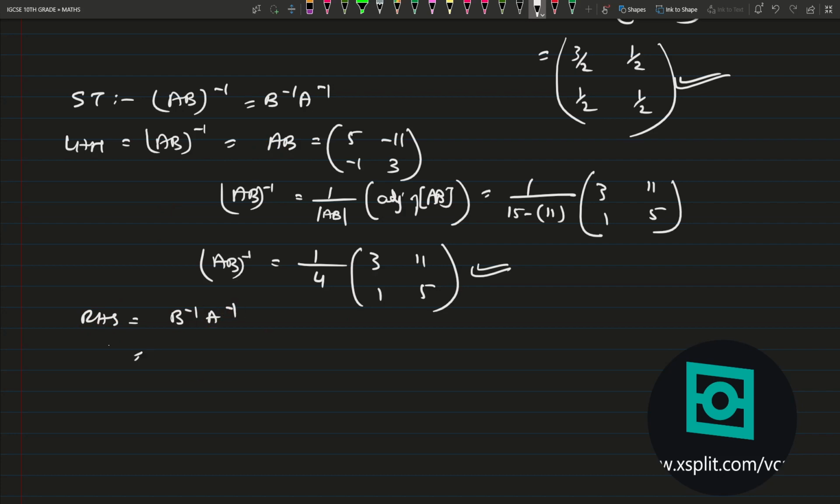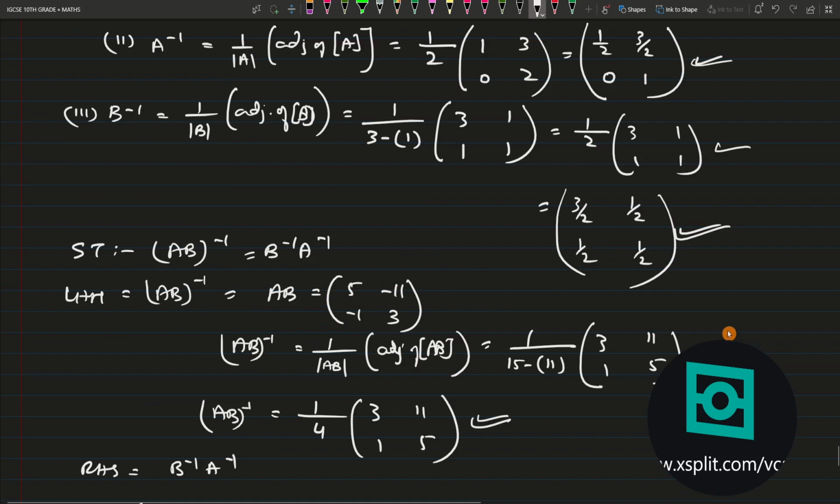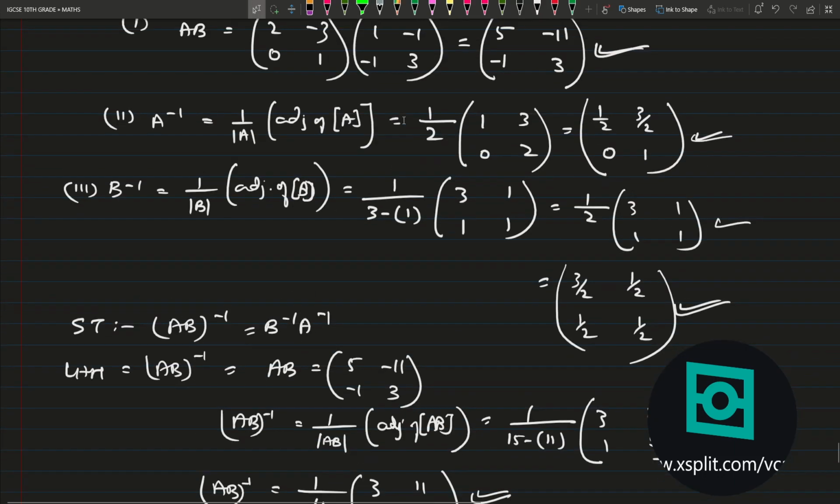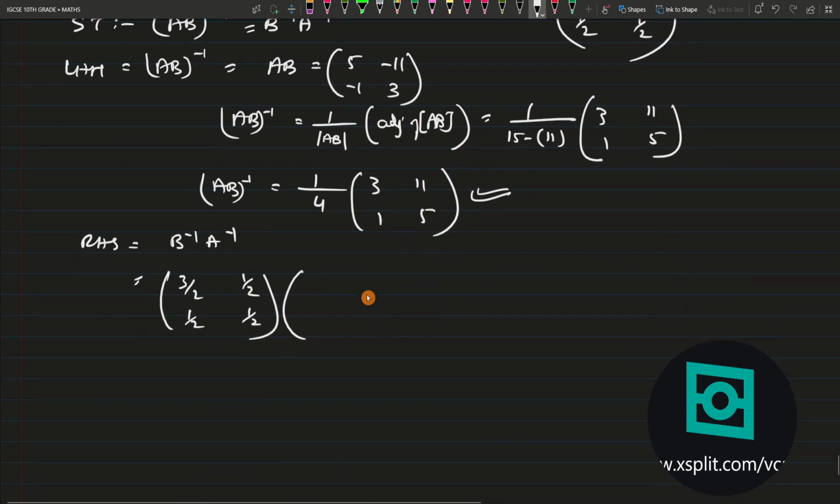Now, what was B inverse? B inverse was this one, okay? 3 by 2, 1 by 2, 1 by 2, 1 by 2. Okay, so let me take that as 3 by 2, 1 by 2, 1 by 2, 1 by 2. And what is A inverse? A inverse was this one, 1 by 2, 3 by 2, 0 and 1. Now let us try to find out this product.